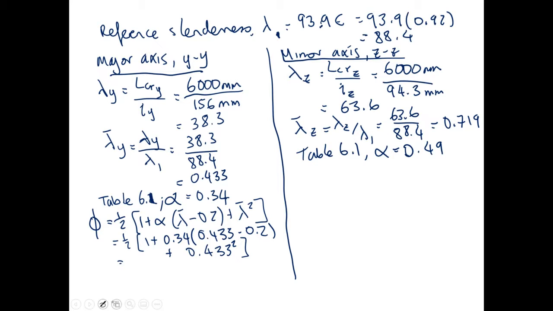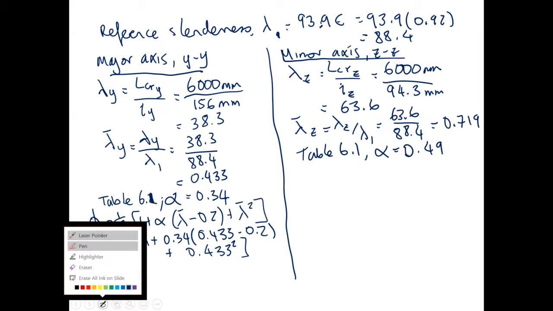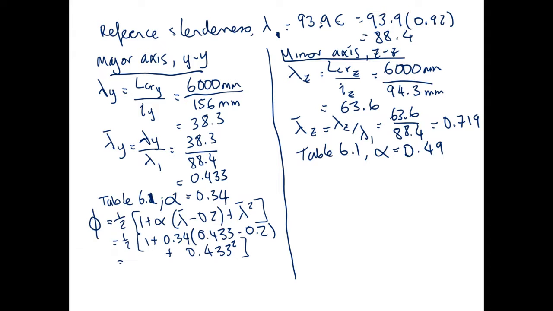So this reference value here is the formula that we're given within the code. The code has the reference value as 93.9, so it's always 93.9 epsilon. The only thing that's changing is the epsilon. We know that epsilon is equal to the square root of 235 divided by fy. That's where we got that from.